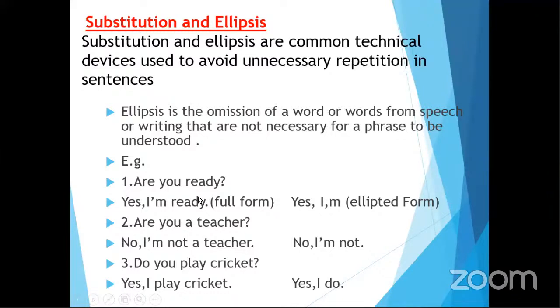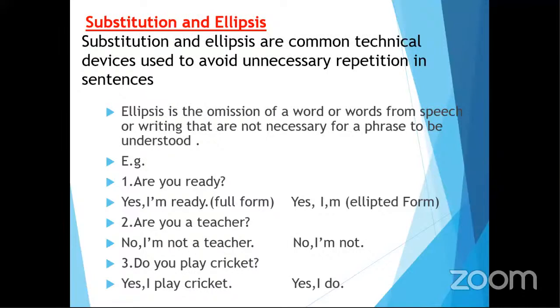So to avoid repetition in sentences, in speech or writing, we use the ellipsis. Look at the elliptical form. Are you ready? You can say, yes, I am. This is called ellipsis. Now I believe you understand this.